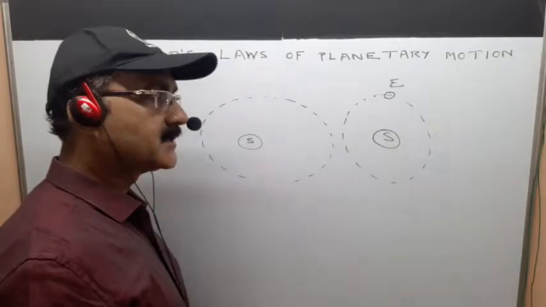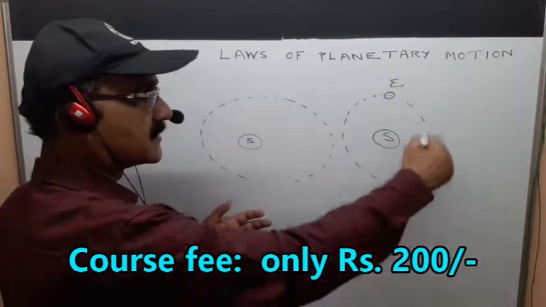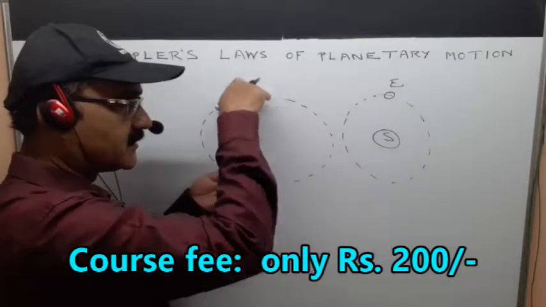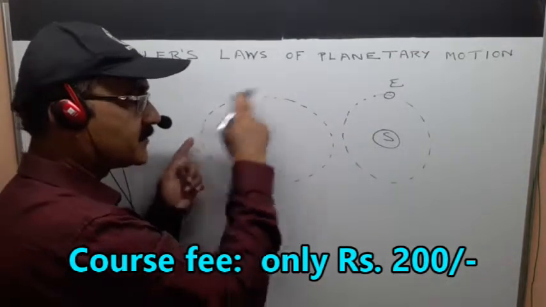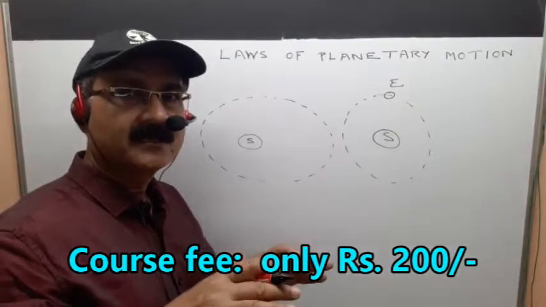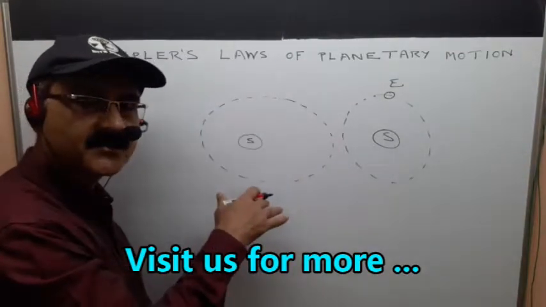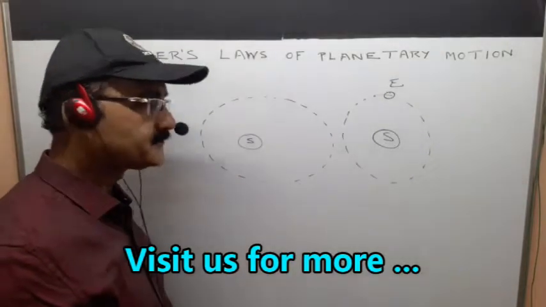Okay, so elliptical path means it's not completely circular. The way I have drawn it, it is wider here, narrower here. So this shape is called an ellipse. You will get it in mathematics if you have not learned about this ellipse in mathematics yet.